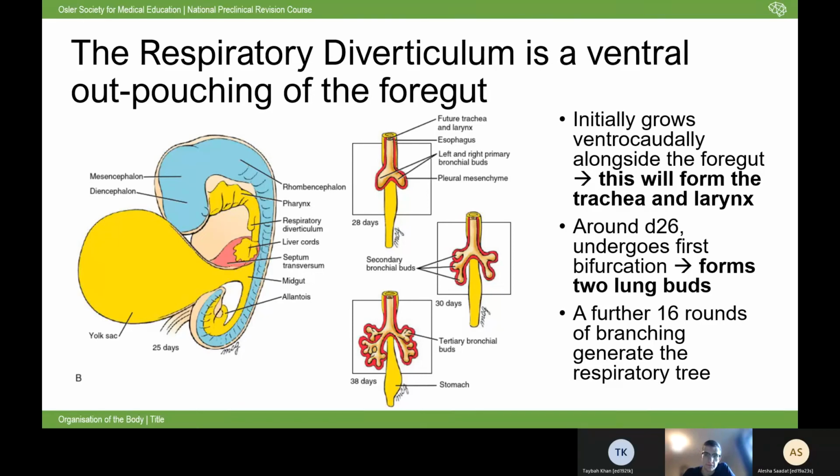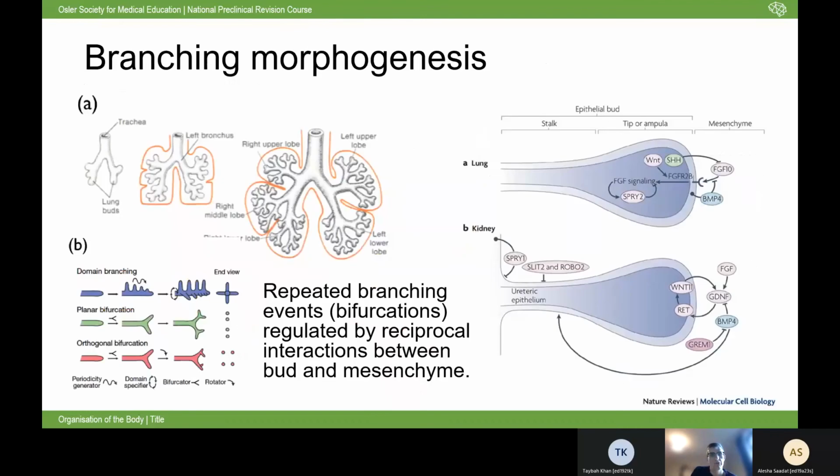Around day 26, the respiratory diverticulum undergoes its first bifurcation. That's splitting in two, and those are your two lung buds. And then you get a further 16 rounds of branching to develop the respiratory tree. And as I've alluded to, this is a familiar pattern of development, and we call it branching morphogenesis. Now, where have we seen this?